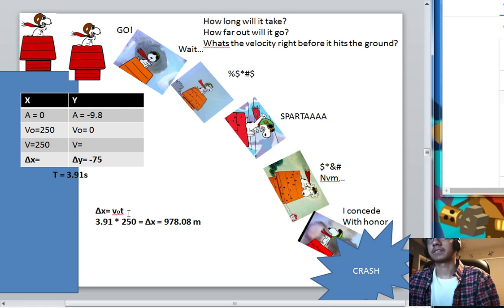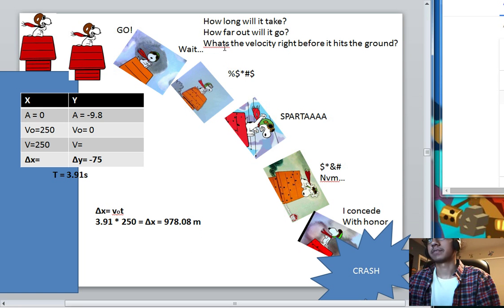Now, delta x equals v naught t. In case you're wondering where I got this equation, it's actually our second kinematic equation. This is just the result of what happens after we have a zero acceleration. Using t, which we found now is 3.91 seconds, and given that initial velocity is 250, we can simply plug and chug and find that delta x is equal to 978.08 meters. Now the last question, this answers how far it will go.